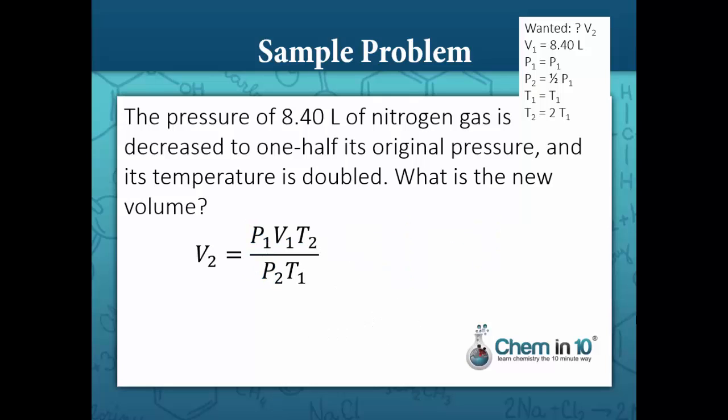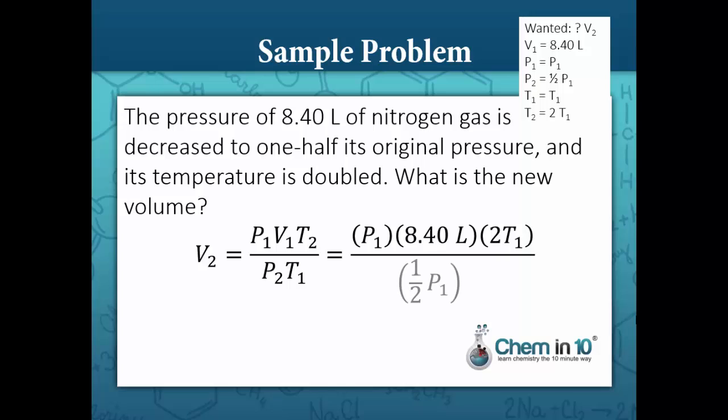Plugging in our values, P1 is P1, V1 is equal to 8.40 liters, and T2 is equal to 2T1, all over P2, which is 1/2 P1, all over T1, which is T1. Notice that P1 cancels out, as does T1. So our equation becomes 8.40 liters times 2 divided by 1/2, which is 33.6 liters.